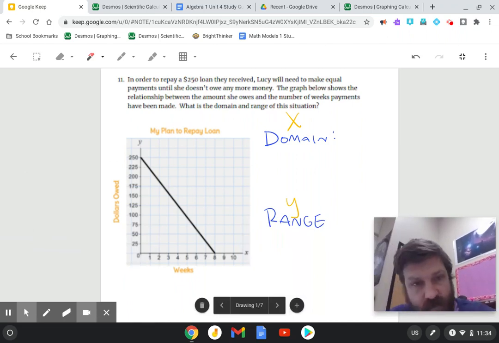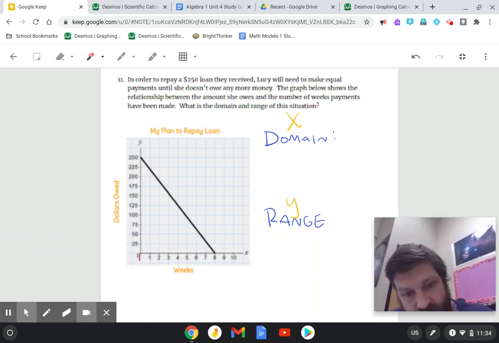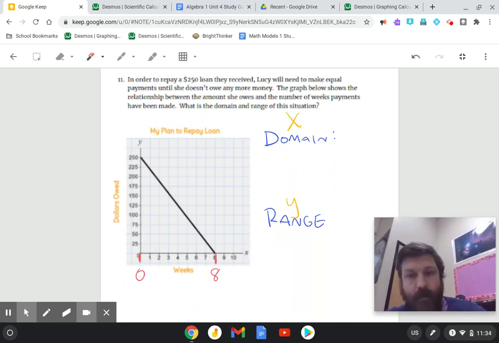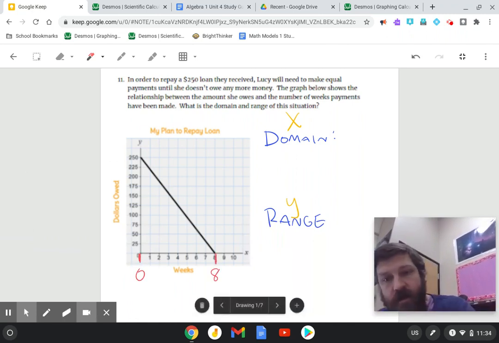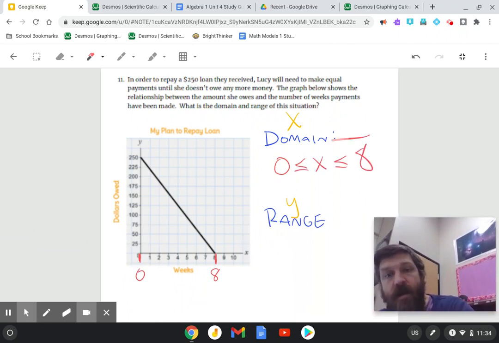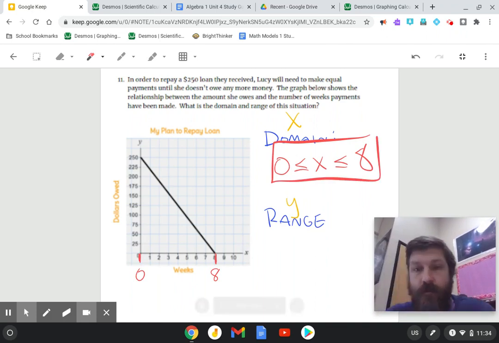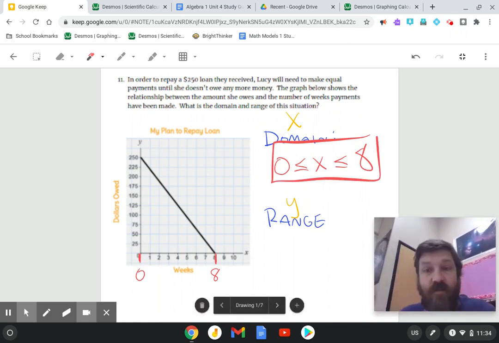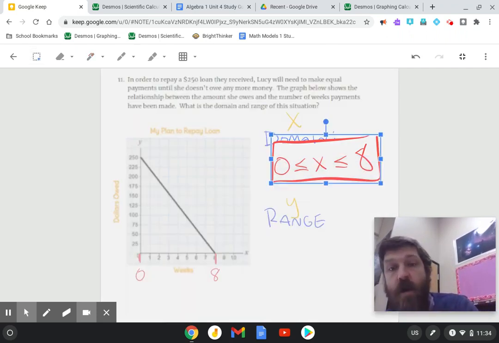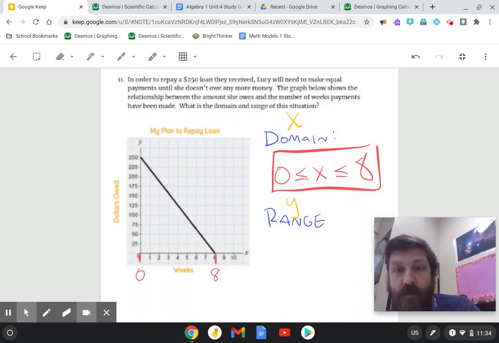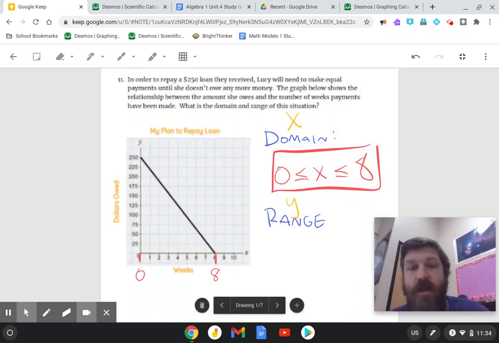So notice this graph begins at 0 and goes to 8. So that means that my domain goes from 0 to 8. And that is exactly how you write your domain. Or if it's described, it would be saying something to the effect of the domain values are between 0 and 8, or something to that effect. But that is what it would look like in notation.